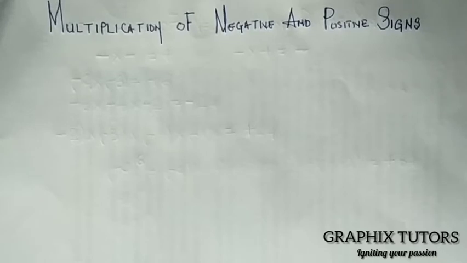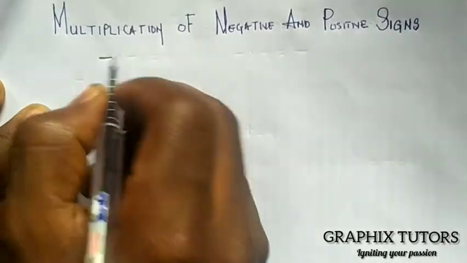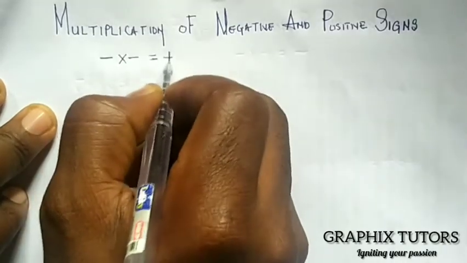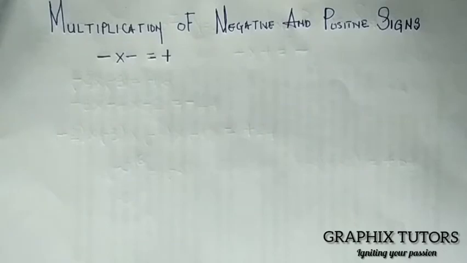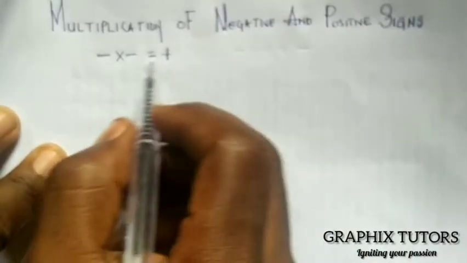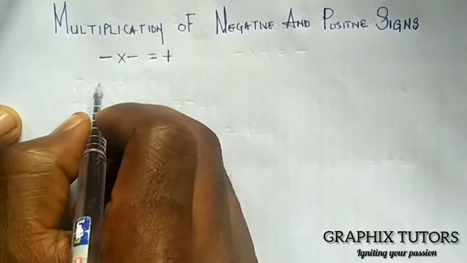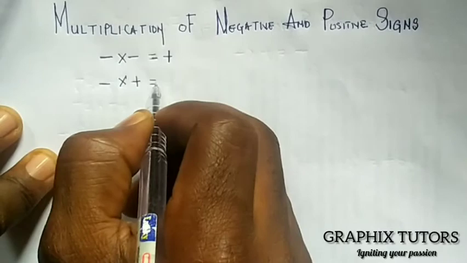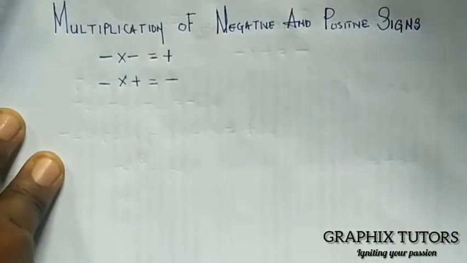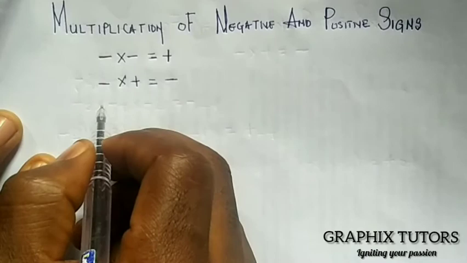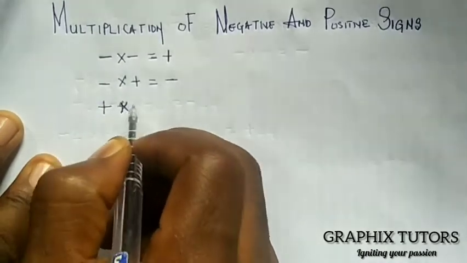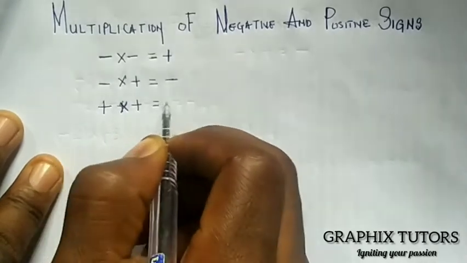We know from our basic class that minus times minus is equal to what? Plus. Right? And we also know that minus times plus will give us what? Minus. And we also know that plus times plus gives us what? Plus.